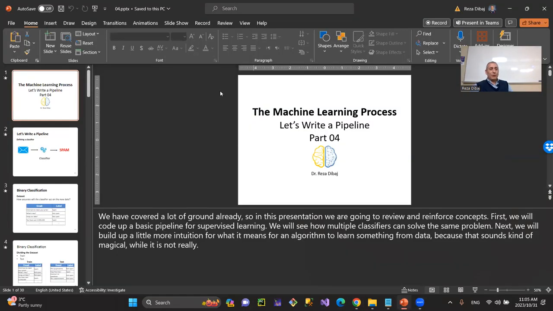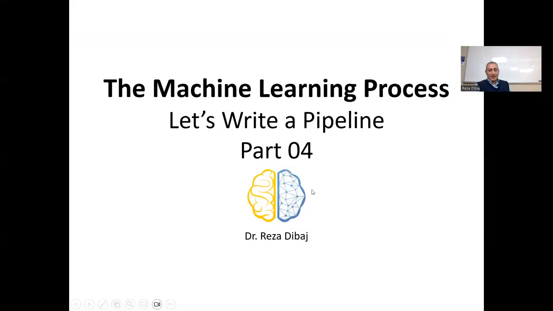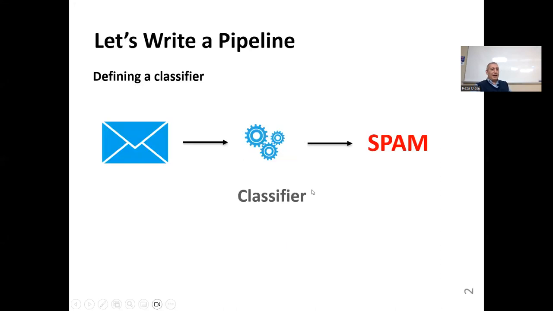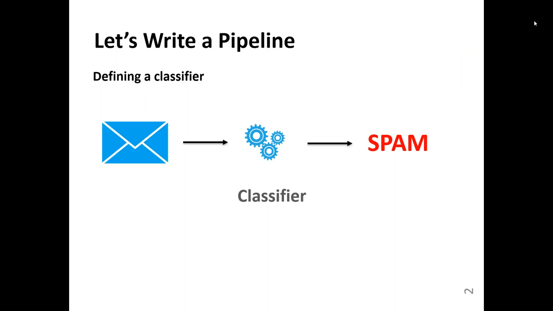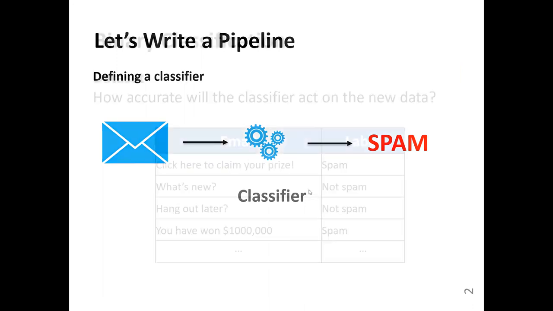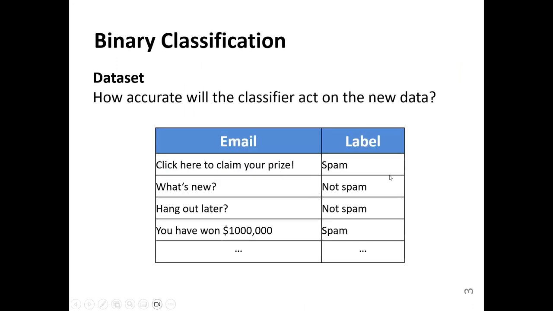We quickly want to get to the last PowerPoint that we have for scikit-learn. The example that we see here is about having a classifier in the middle, and then saying if an email is spam or not spam. We have some labels: the first one is spam, the second one is not spam, the third is not spam, and then the last one is spam as well.